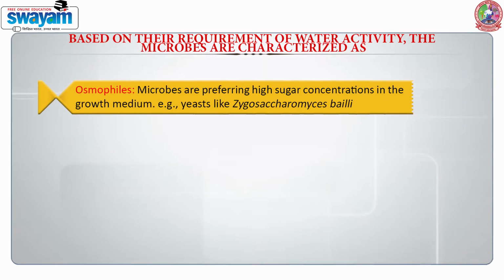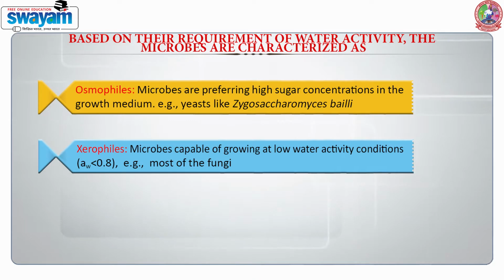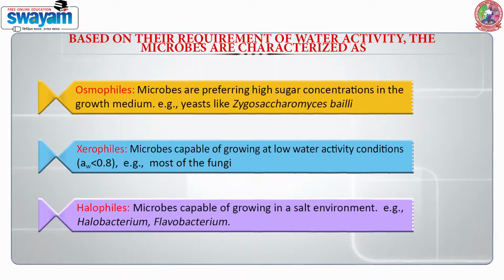The second group of microorganisms are xerophiles. As the name indicates, these microorganisms are capable of growing at low water activity, that is, when the water activity is less than 0.8. Most of the fungi and halophilic organisms are grouped in the xerophilic category. They can also grow in high salt environments, and examples of these organisms are Halobacterium and Flavobacterium.